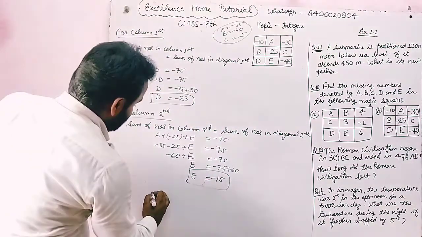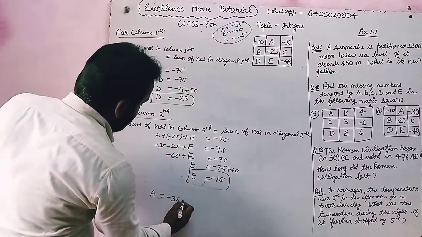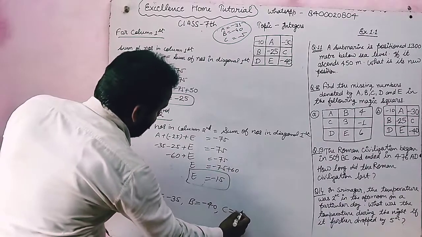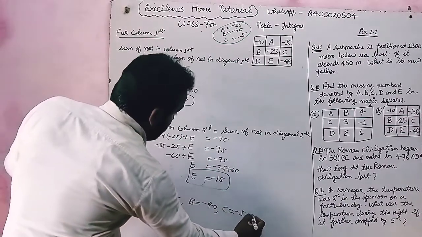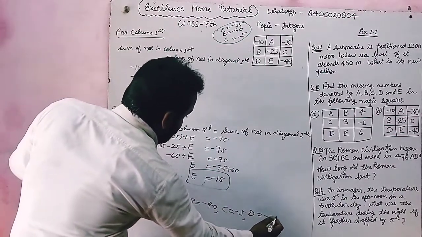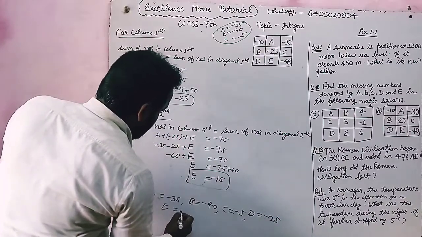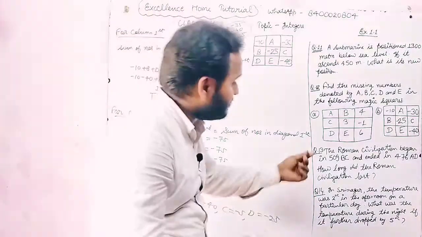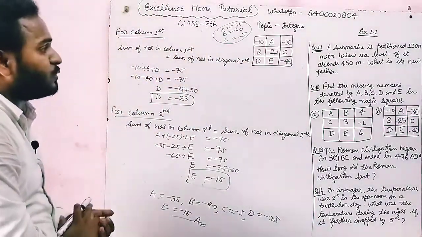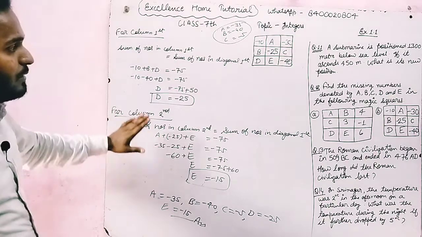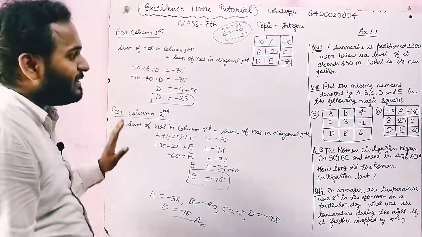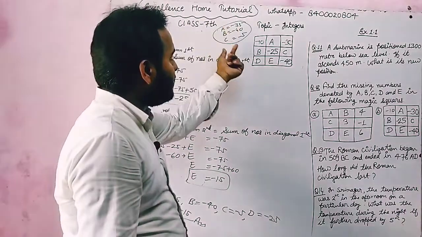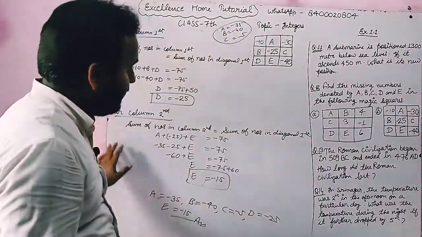So the final answer is A equal to minus 35, B equal to minus 40, C equal to minus 5, D equal to minus 25 and E equal to minus 15. This is the answer. After that we have to solve question number 13 and 14 also. In this way, question number 12, which is based on magic square, we have to find the unknown numbers A, B, C, D, and E.